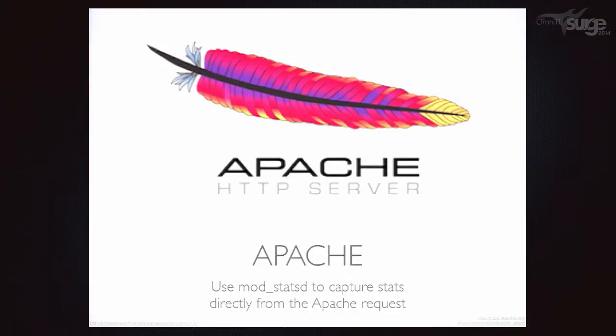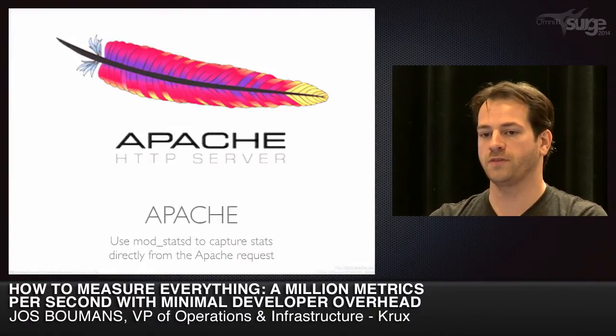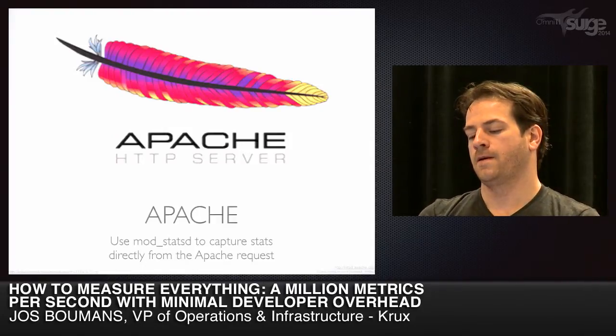So number one is Apache. We use Apache to serve all of our static content, and that includes all the beacons we do to capture analytics. The reason it's all static is if we write a dynamic service, and we did in the beginning, it was pretty fast, it responded in about 1 to 1.5 milliseconds per request.